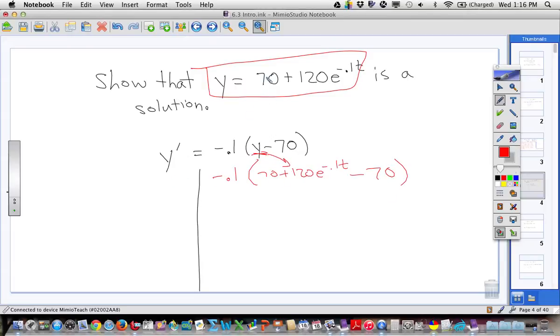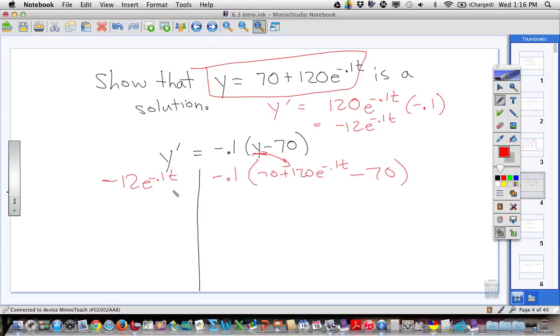Over here I need y prime, so I do the derivative of this. 70 would just disappear. This is its own derivative, but you'd have to kick out a what? You have to kick out a negative 0.1. Now negative 0.1 times 120 is negative 12. So that derivative would end up being negative 12 e to the negative 0.1 t.